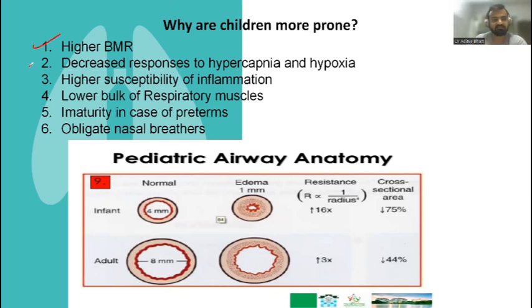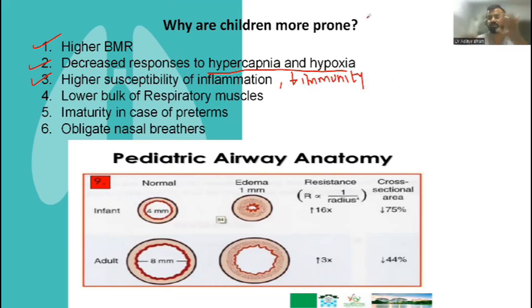There are decreased physiological responses to hypercapnia and hypoxia. And sometimes what happens is there is a paradoxical reaction to hypoxemia, that it further suppresses the respiratory system. So sometimes even that happens. There is higher susceptibility to infection, and again, there is decreased immunity compared to adults.